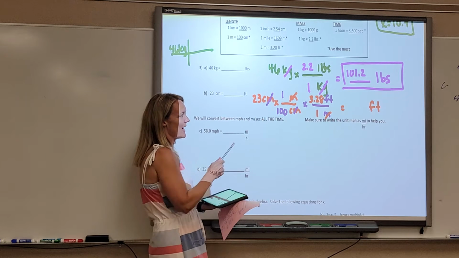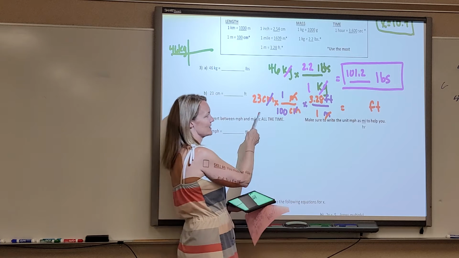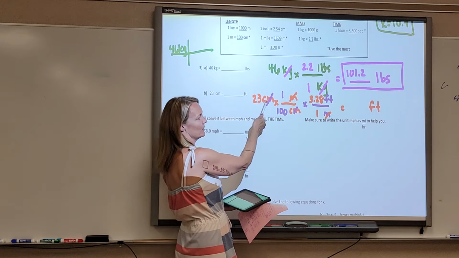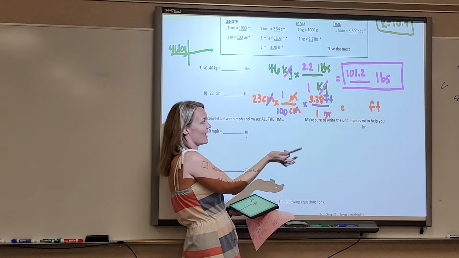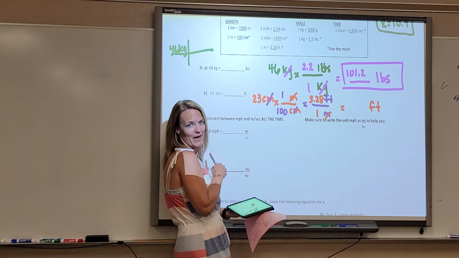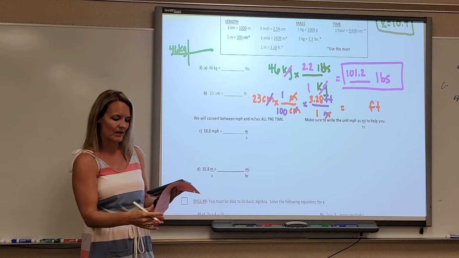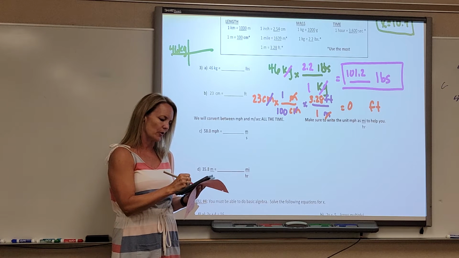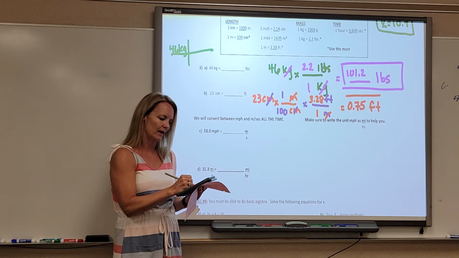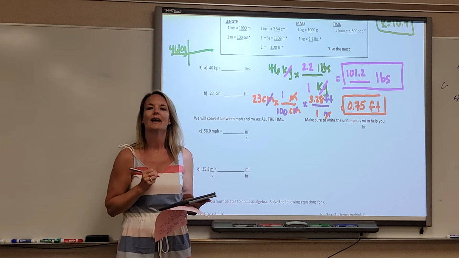In order to get the math to work, I multiply across the top. So I'm going to take 23 times 1, you can skip that, times 3.28. And then I have to divide by the numbers on the bottom, so I'm going to have to divide by 100 as well. And if I do my math correctly, I get 0.75. You might have it rounded slightly differently, feet.